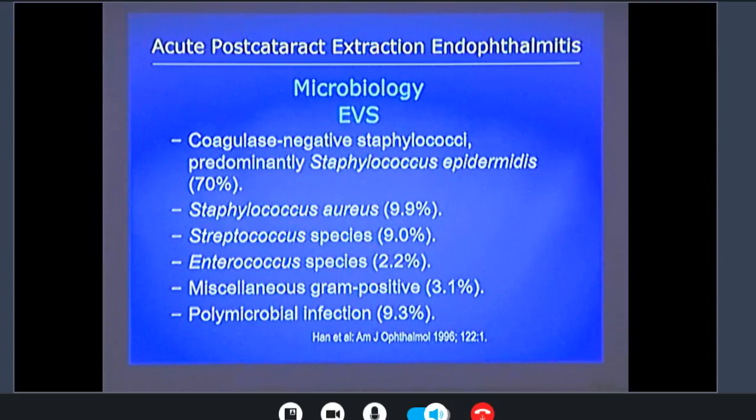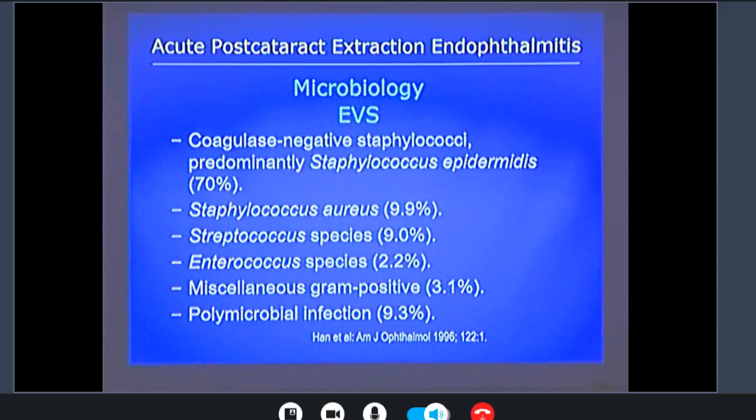When we talk later about the indication of vitrectomy in post-cataract endophthalmitis based on the guidelines that came from the Endophthalmitis Vitrectomy Study, these guidelines are only applicable for acute post-cataract endophthalmitis. You cannot apply them to traumatic endophthalmitis or to bleb-associated endophthalmitis.